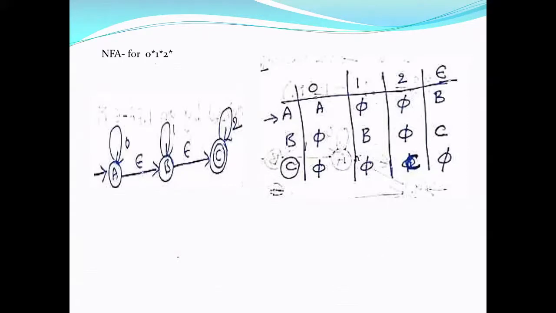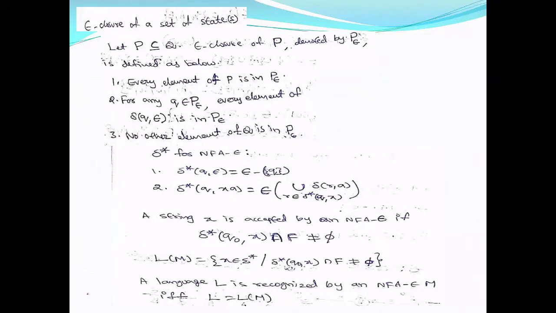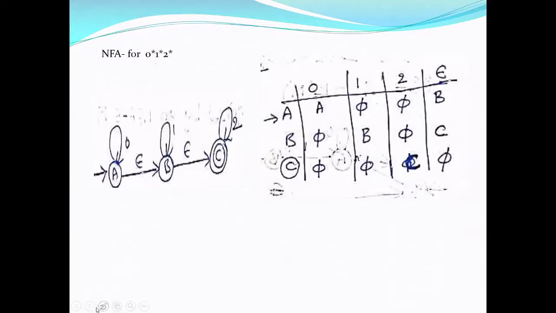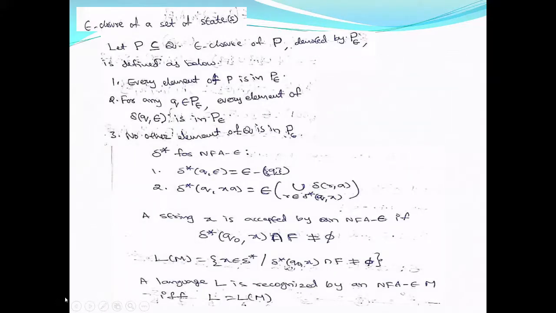So what I do is, working with strings, I have to define delta star, or extended transition function, for NFA epsilon. So how do I define the extended transition function? Delta star for NFA epsilon. Before defining that delta star for NFA epsilon, you need to understand what is epsilon closure of a set of states. Epsilon closure of a set of states.